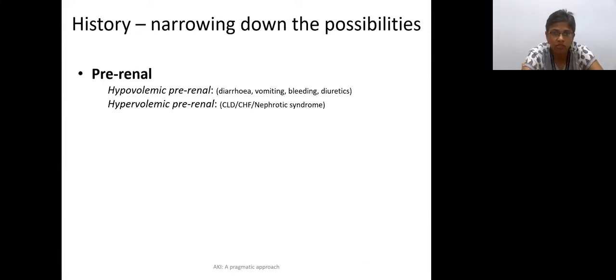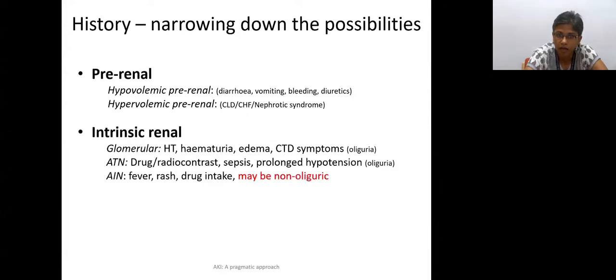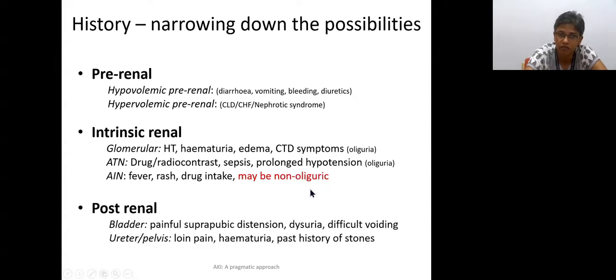So how do you narrow down the possibilities on history? If you have a history of diarrhea, vomiting, bleeding, or diuretics, or a situation like chronic liver disease, CHF, or nephrotic syndrome, where the patient may appear hypovolemic, but the kidney is getting hypoperfused, you can think of a pre-renal etiology. Unlike that, if you have a clear-cut history of hypertension, hematuria, edema, or connective tissue disease symptoms, think of a glomerular cause. If you know that the patient has had a prolonged hypotension, some drug or sepsis exposure, think of an ATN. If you have a classic history, especially of a drug that you know can cause interstitial nephritis, and the patient is non-oliguric, think of an interstitial nephritis.